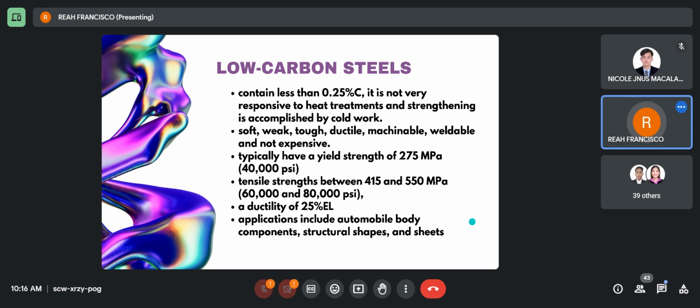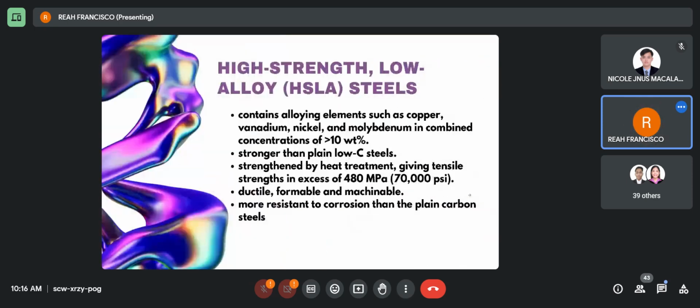Mostly, ang application po nito ay sa automobile body components, structural shapes, and seats po. And sa low carbon steels po ay nandoon po ang high strength low alloy steels. Sa high-strength low-alloy steels po, it contains alloying elements such as copper, vanadium, nickel, and molybdenum in combined concentration of greater than 10 weight percent.